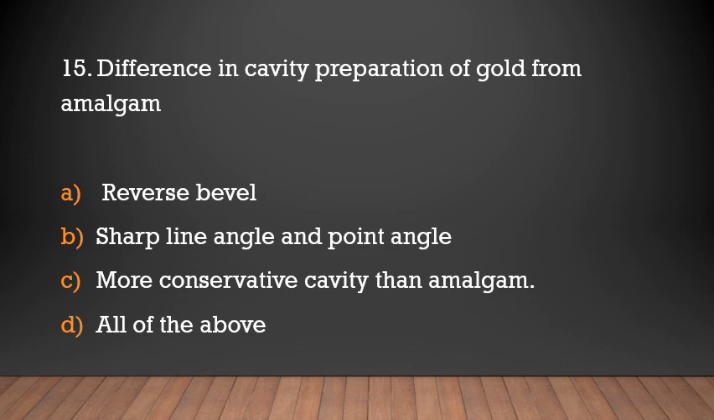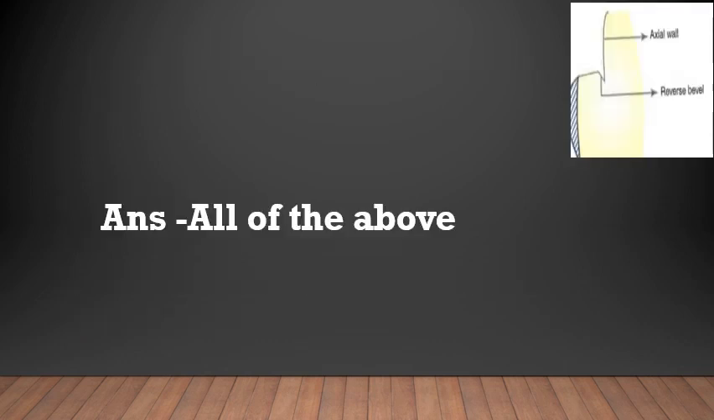Difference in cavity preparation of gold from amalgam: a reverse bevel, sharp line angle and point angle, more conservative cavity than amalgam, all of the above. All of the above. In cavity preparation of gold, reverse bevel and sharp line angles and point angles are present.